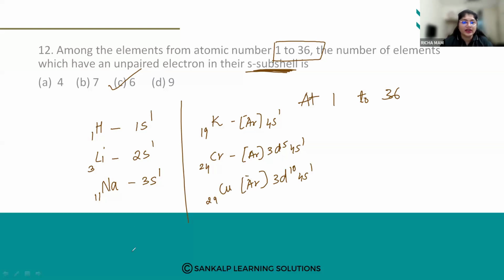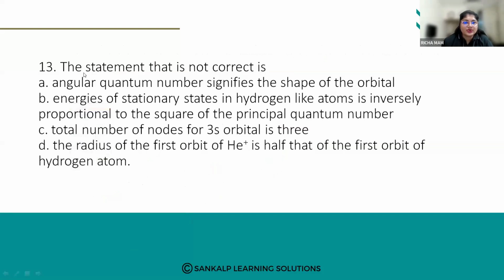Remember that. These are the 6 elements which have an unpaired electron in the s subshell. Unpaired means only one electron is present in the s subshell. So how many are there? 6. Okay, let us go for the next one.